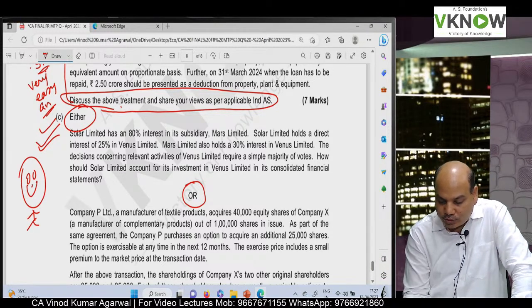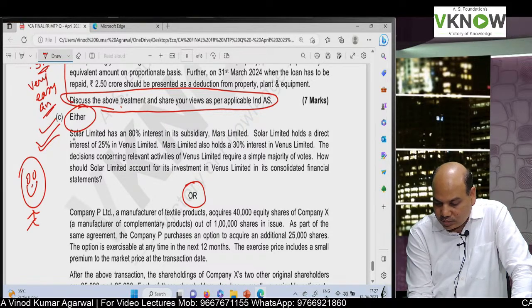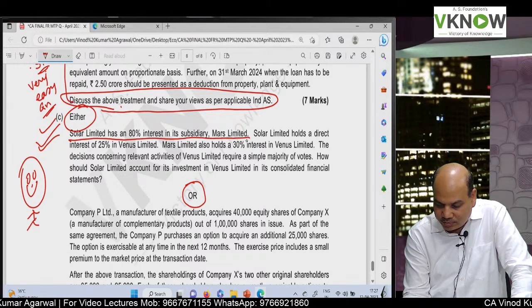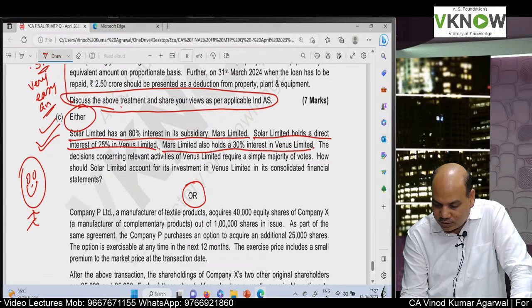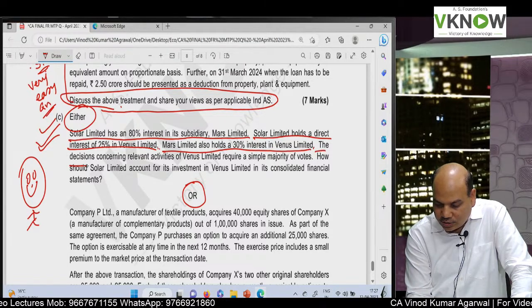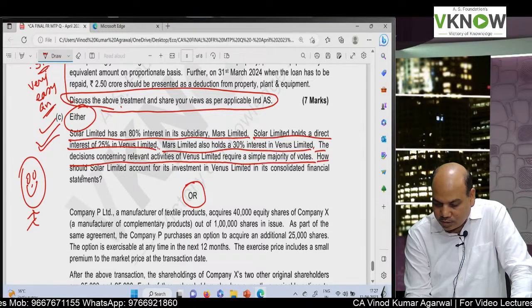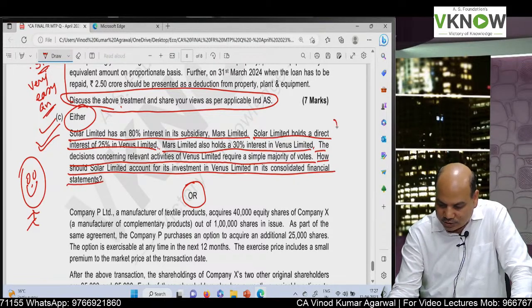Okay, so what is question number 6C? This company Solar Limited has an 80% interest in subsidiary Mars. Solar Limited holds a direct interest of 25% in Venus. Mars also holds 30% in Venus. The decision concerning relevant activities requires a simple majority. How should Solar Limited account for investment in Venus Limited in the consolidated financial statements?